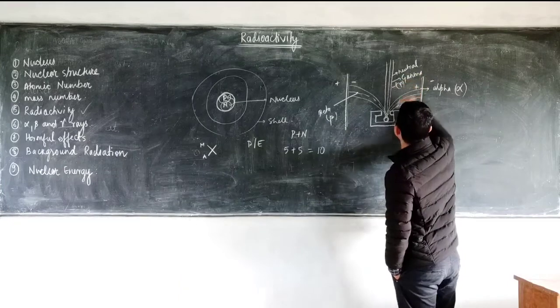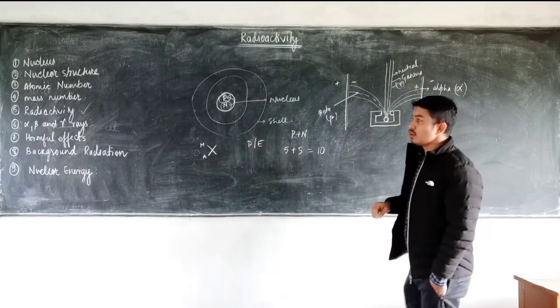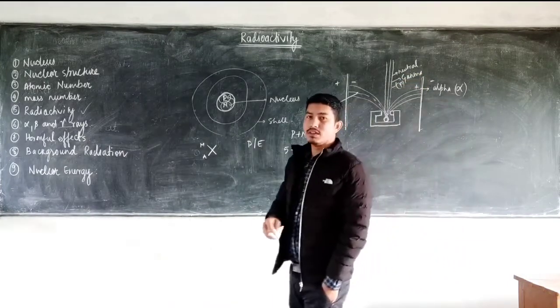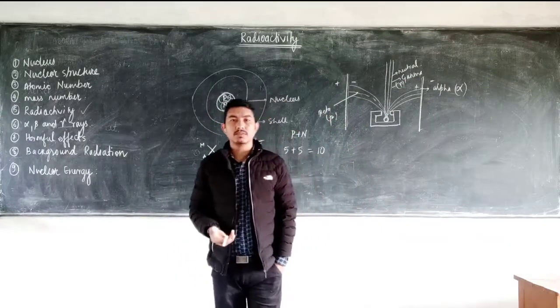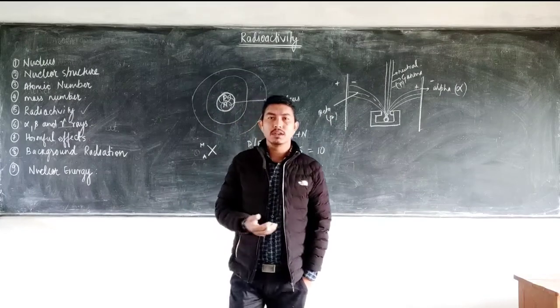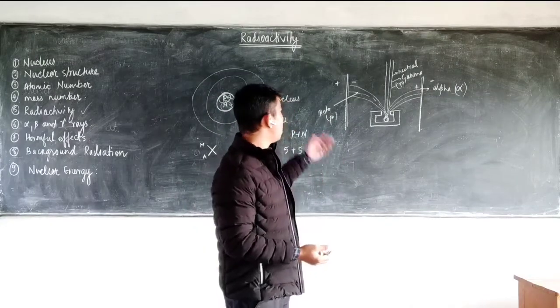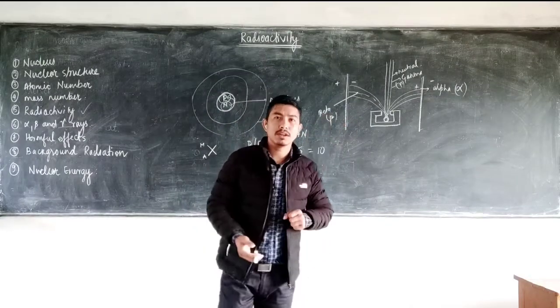Okay, represented by the symbol gamma. So now we can define radioactivity as the spontaneous process in which radioactive substances decay by the continuous emission of alpha, beta, and gamma rays.